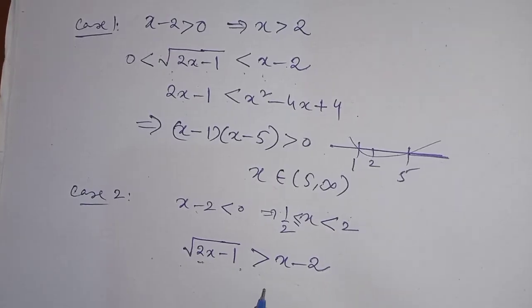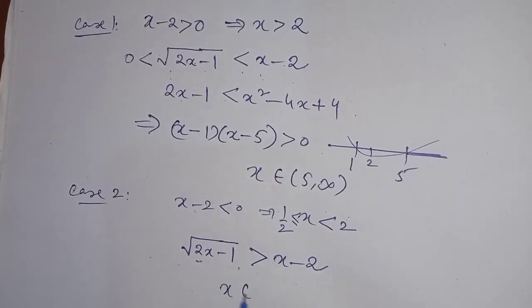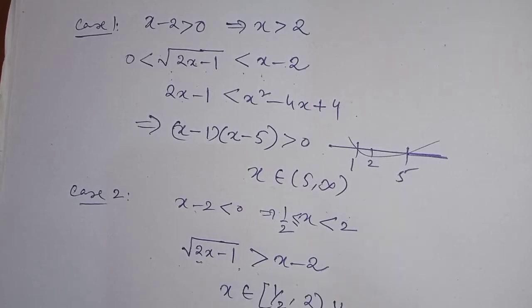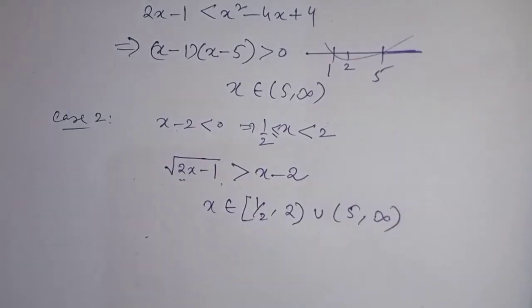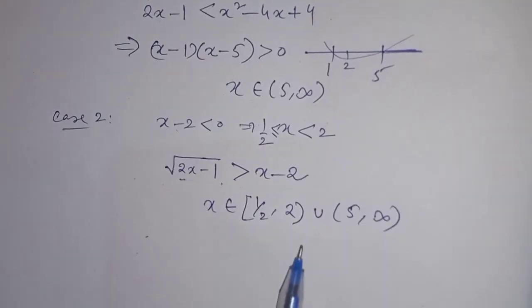So our final answer will be x belonging to half comma 2 union 5 comma infinity, and this is the correct answer for this question.